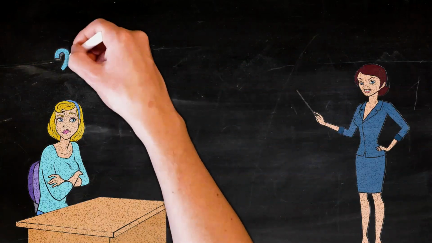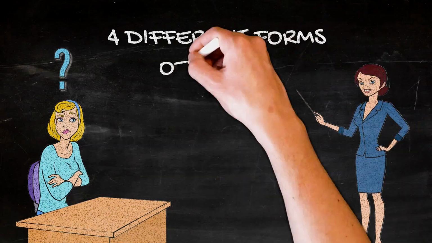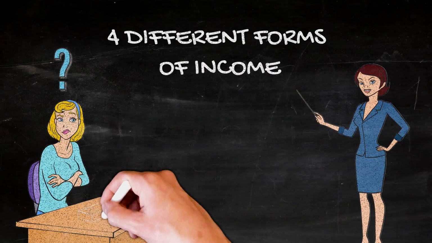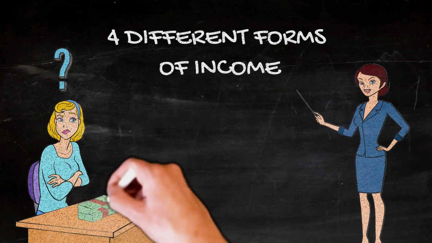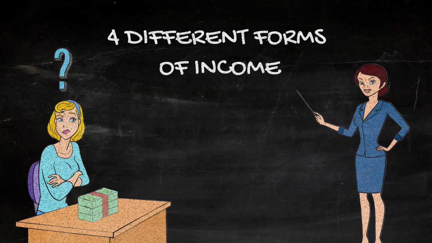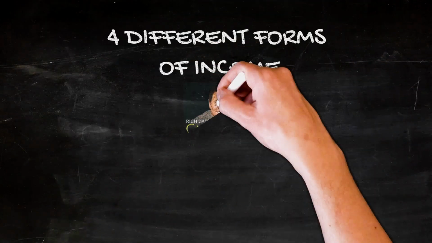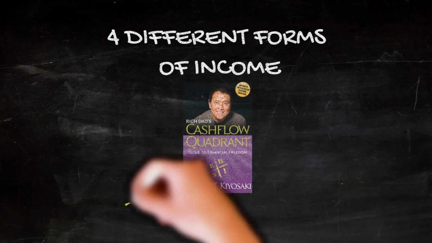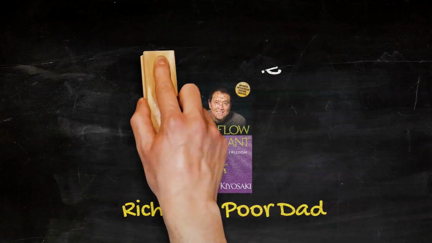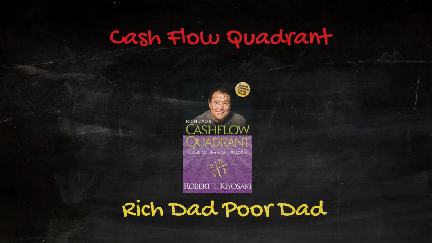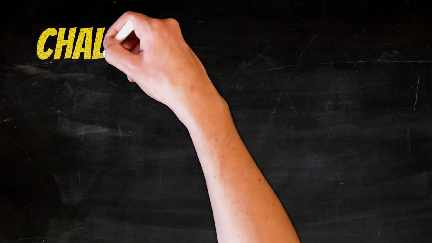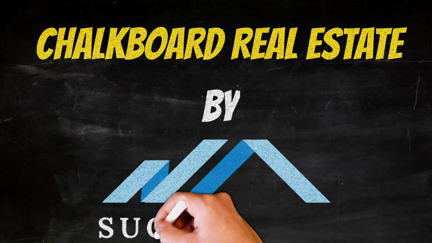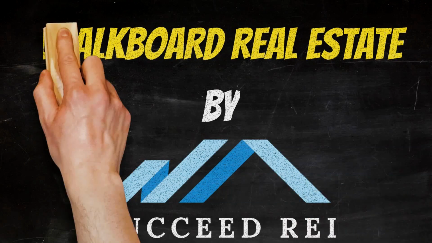One of the biggest concepts that you need to grasp is the 4 different forms of income and how each of them determines whether or not and how easily and quickly you can grow your wealth. This concept was best demonstrated by Robert Kiyosaki in his best-selling book, Rich Dad Poor Dad, through what he called the Cash Flow Quadrant. And it is what I'm going to explain in this installment of my Chalkboard Real Estate Investing series. So let's get right into it.